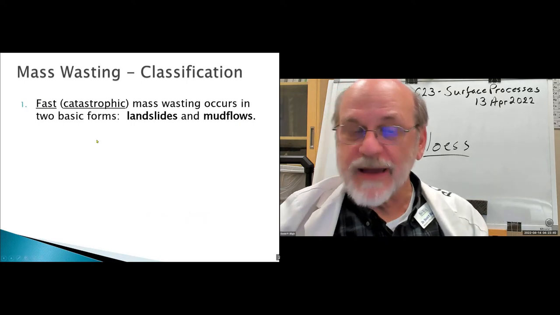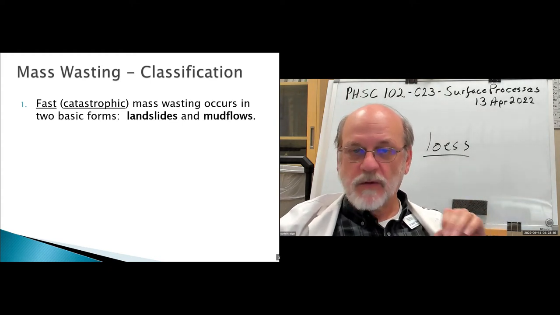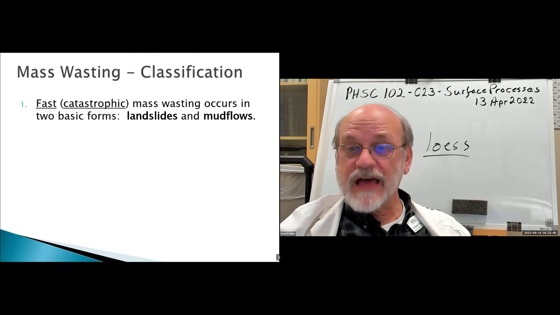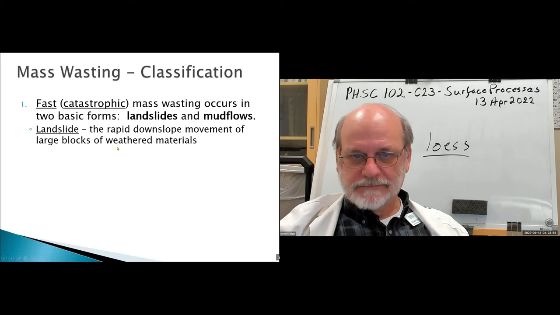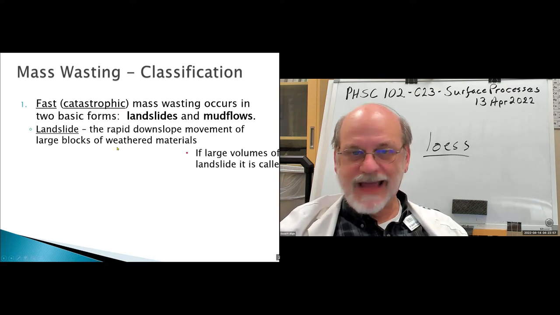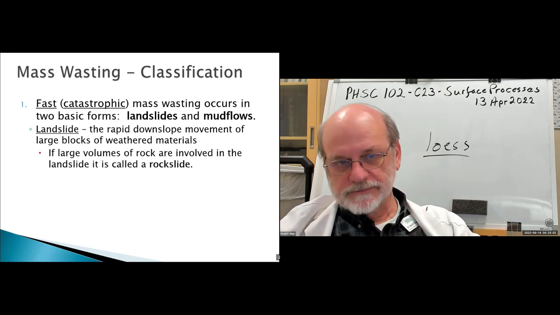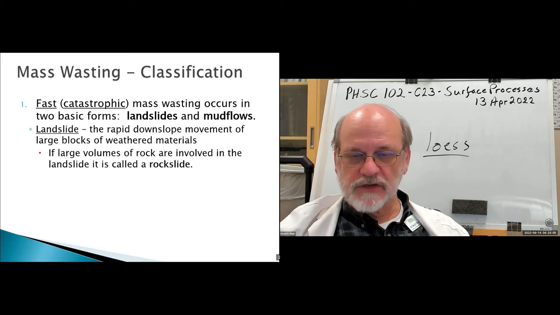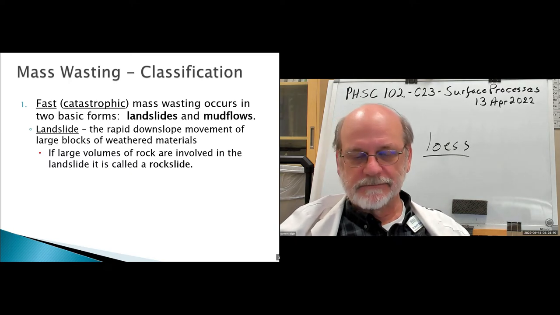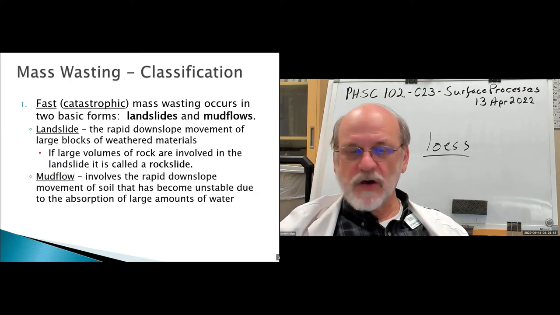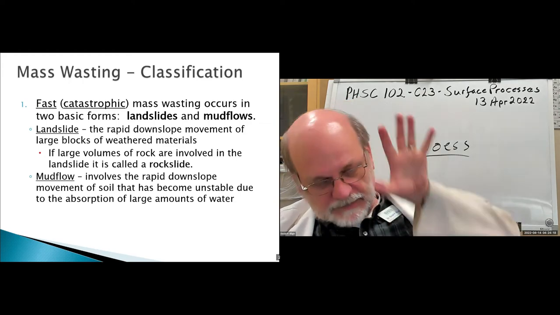Okay, we can classify mass wasting as either catastrophic or a fast movement that we normally would identify as either landslide or mud flows. Right, landslide is simply the rapid downslope movement of large amounts of material. It can be rock, it can be soil. If it's largely rock, we call it a rock slide rather than a landslide. Mud flows, if we get lots of rain, right, saturates the soil, moves.